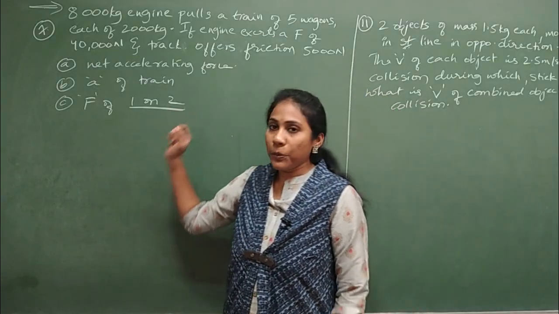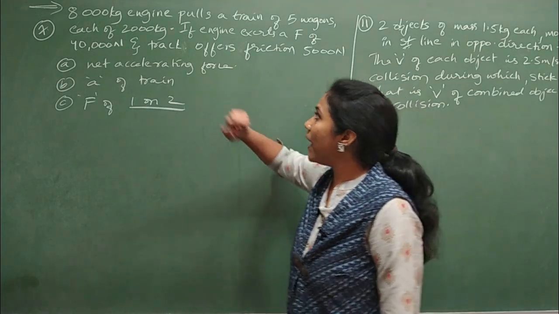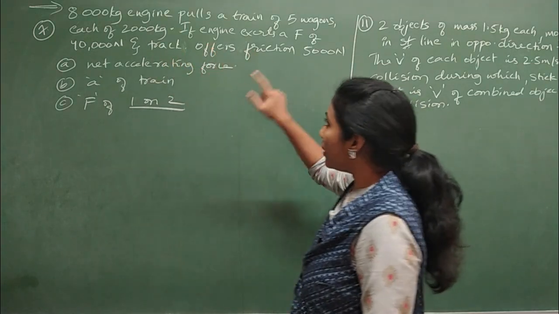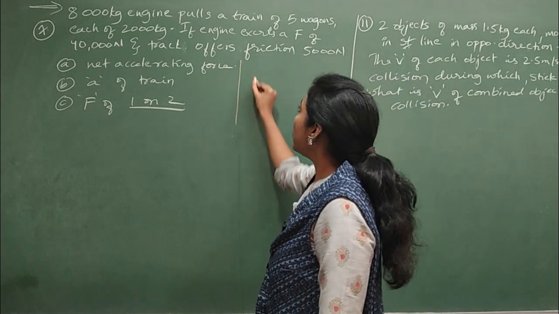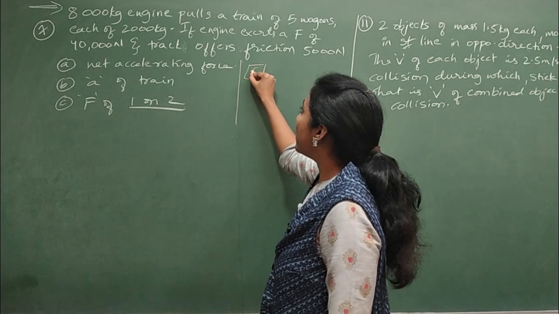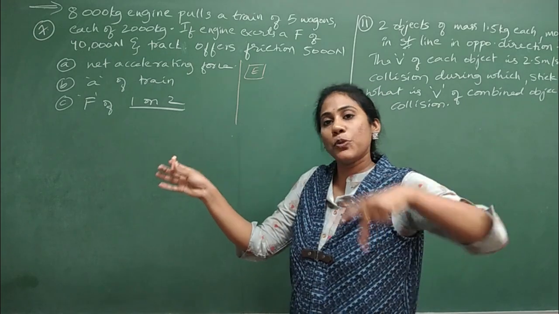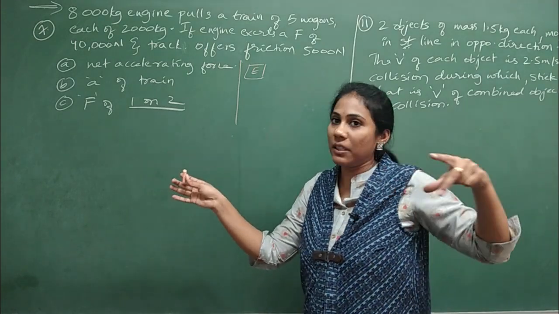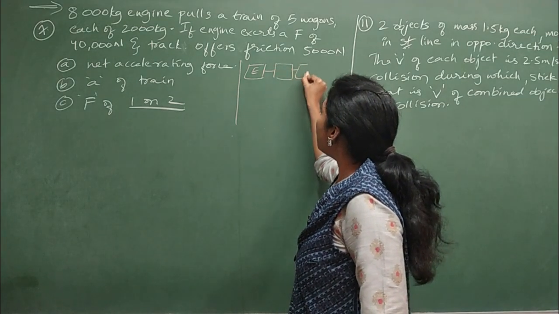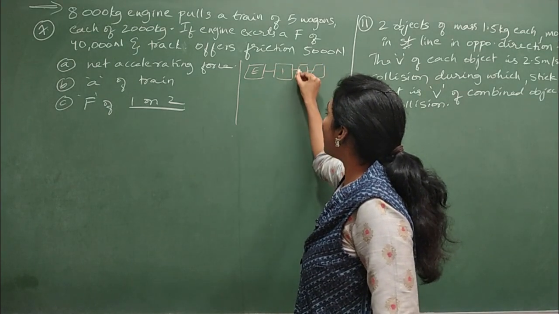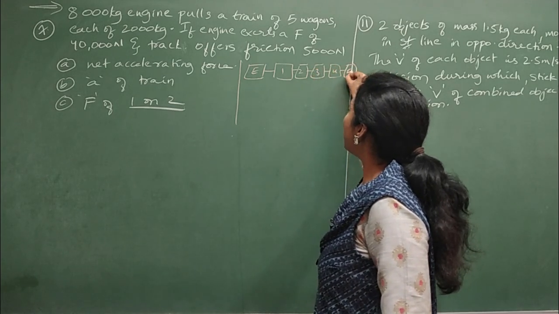Coming to the seventh problem that you have in your textbook. The question says you have an 8,000 kg engine pulls a train of 5 wagons. So it's very important to understand, guys. You have an engine. You know how a train looks like, right? So first you have the engine and there are so many bogies. So here wagons are nothing but bogies. Okay, so this is the engine. This engine is connected to 5 wagons, right? So this is 1, 2, 3, and this is the 4th bogie and this is our 5th bogie.